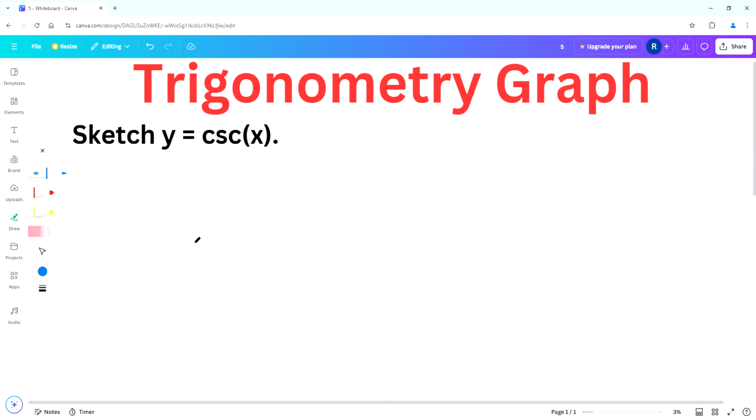In this video, we'll sketch y equals cosecant x. As you may know, cosecant x is the reciprocal ratio for sin x. So the first step for graphing cosecant x is to graph its corresponding primary ratio, which will be sin x. So let's start by sketching y equals sin x.